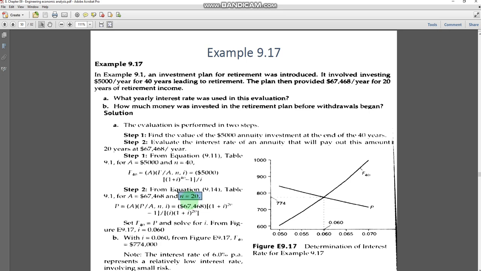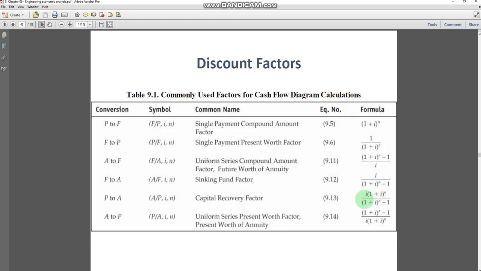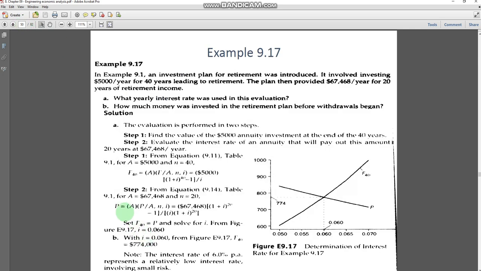Now we have to make the comparison to estimate the present value based on the annuity given and the number of years specified after the retirement. So we will use the equation 9.14 from this table. Equation 9.14 compares the present value based on the annuity, and on the right hand side you have the interest and the number of years. We will write the equation in the form of present value, depending on the annuity that we have after 40 years, but for the time of 20 years.